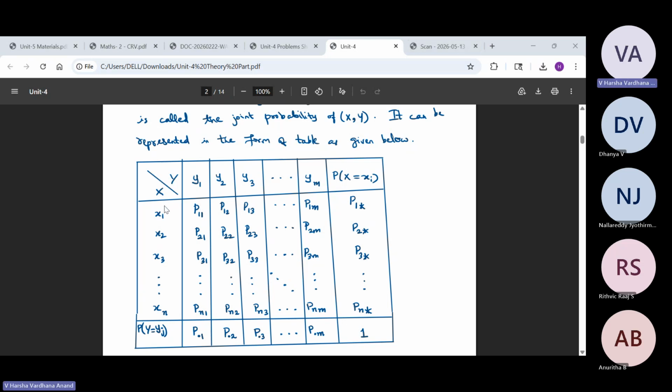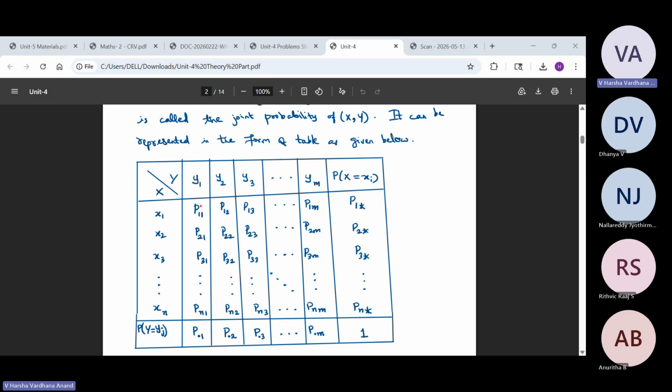The probability of x1, for example, take this is 0.5 over here. So take x1 is 0.5. Here, this probability is split into y1, y2, y3, and ym. So we know x1 is 0.5.